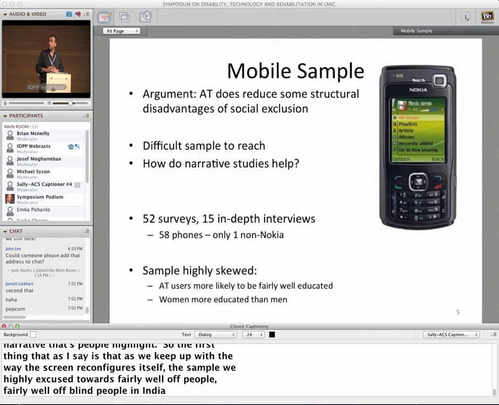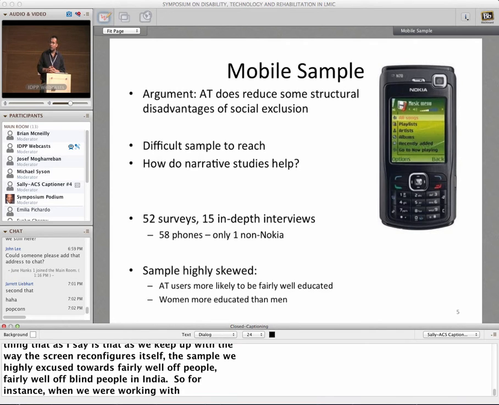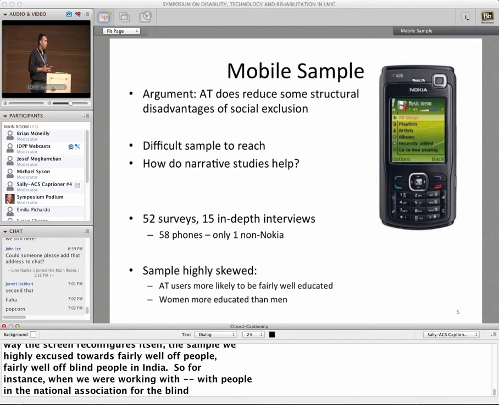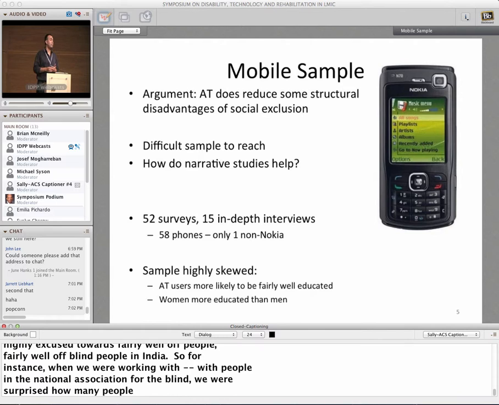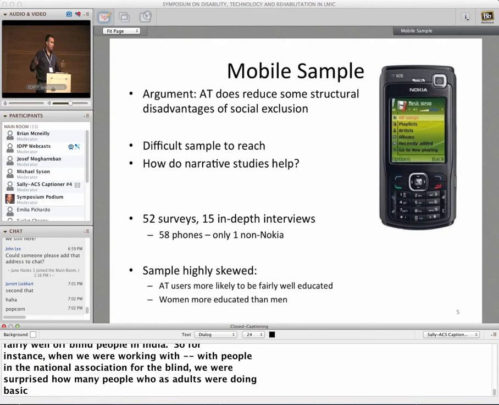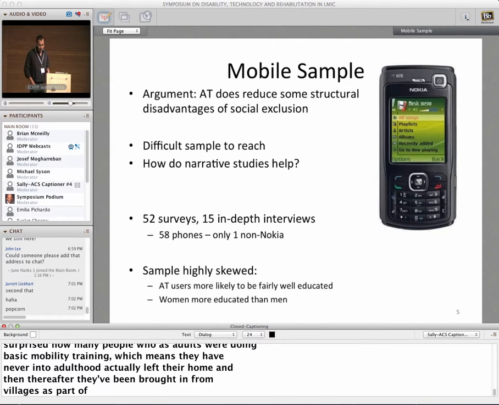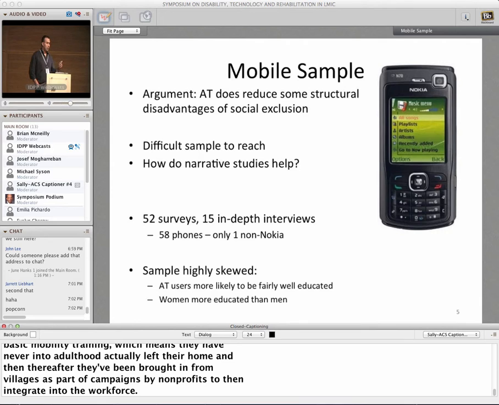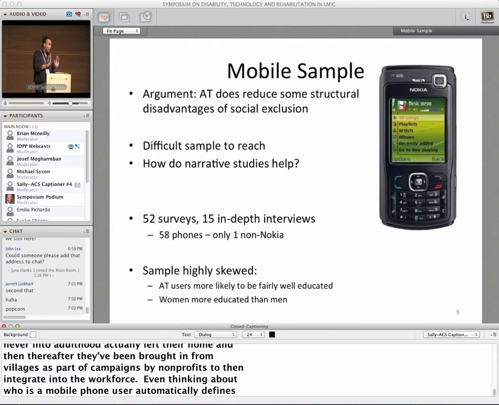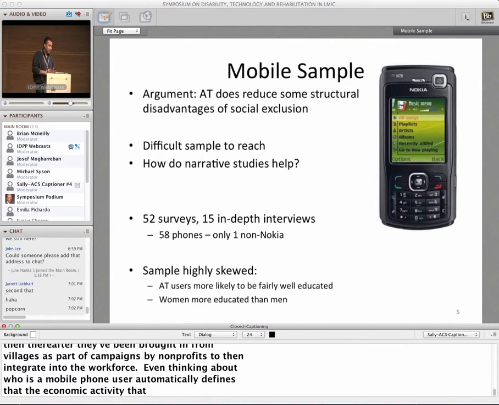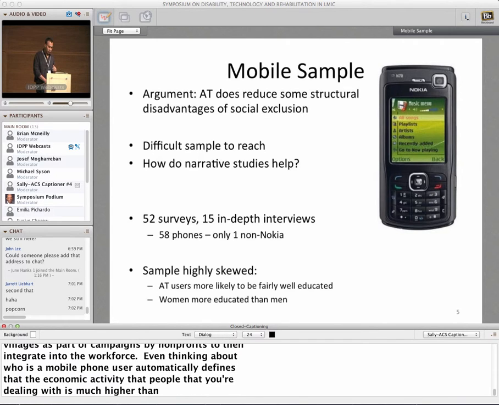So, for instance, when we were working with people in the National Association for the Blind, we were surprised at how many people, as adults, were doing basic mobility training, which means that they have never, up to adulthood, actually left their home. Thereafter they're being brought in from villages as part of campaigns by non-profits to then integrate into the workforce. Many of them don't even have access to walking on public streets. So even thinking about who is a mobile phone user automatically defines that the economic category of people you're dealing with is much higher than the average rural user, for instance. And I think that this might be true for many other parts of the world.